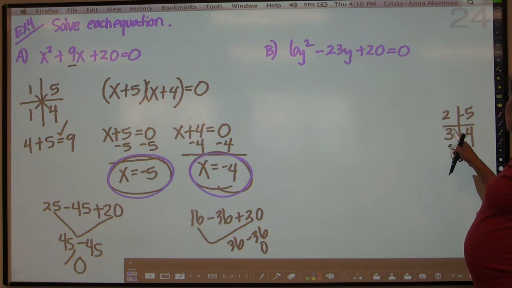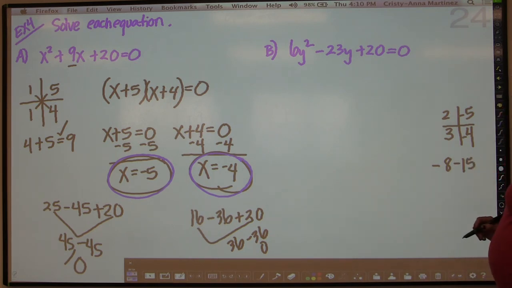So 2 times negative 4 is negative 8. 3 times negative 5 is negative 15. And then negative 15 minus 8 is going to be negative 23. And so this time we got lucky, and that's the magic combination, because 2 times negative 4 is negative 8, and 3 times negative 5 is negative 15. And when you add the two together, you do in fact get negative 23.